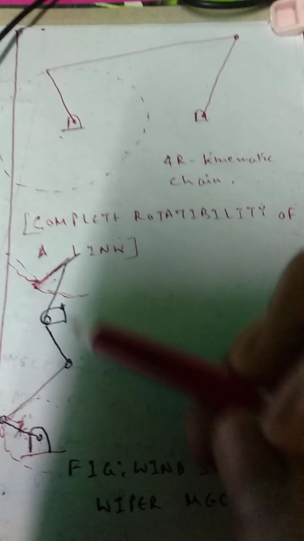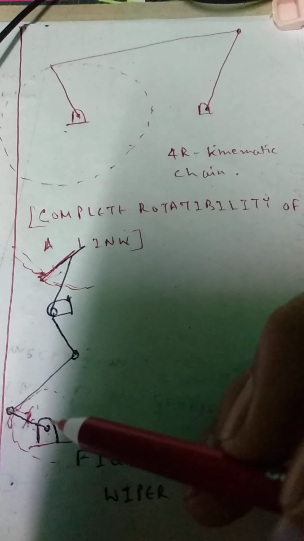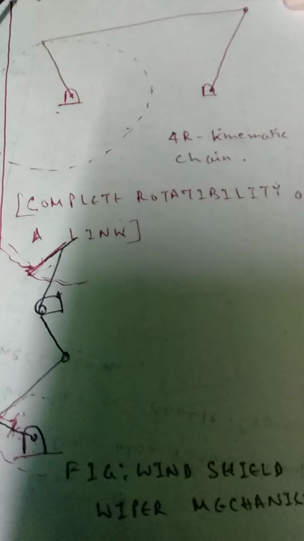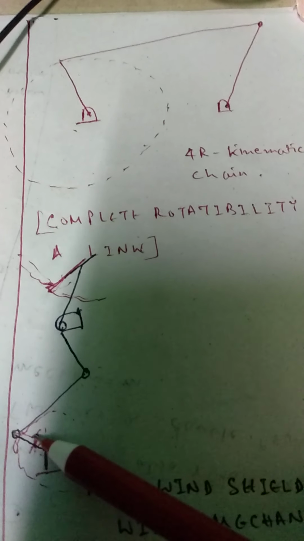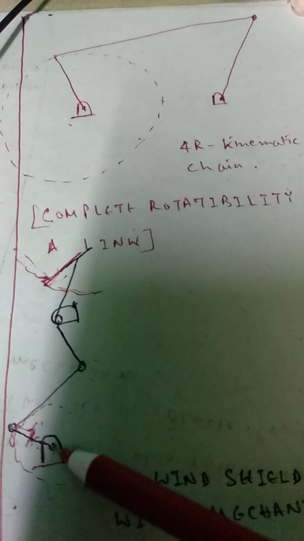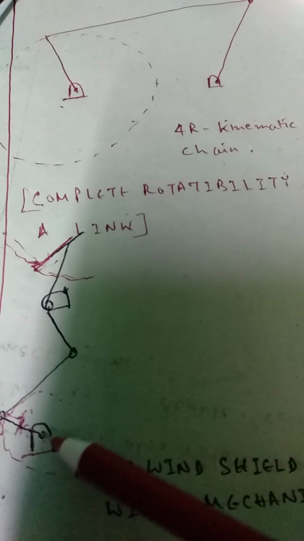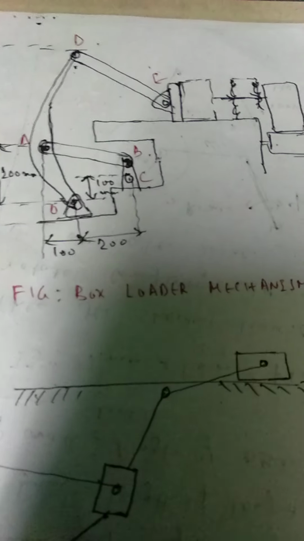This is an example of a 4R kinematic chain, where this is the crank. Crank is the link which can rotate completely, which will have complete rotatability about a point. So this is an example of a crank. We will see another example.